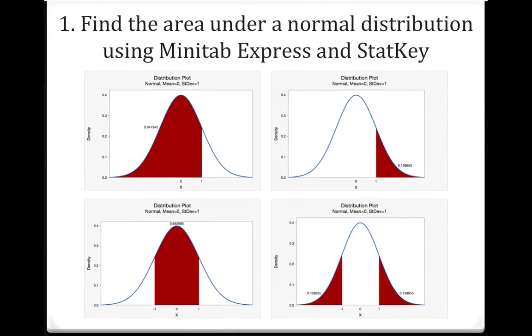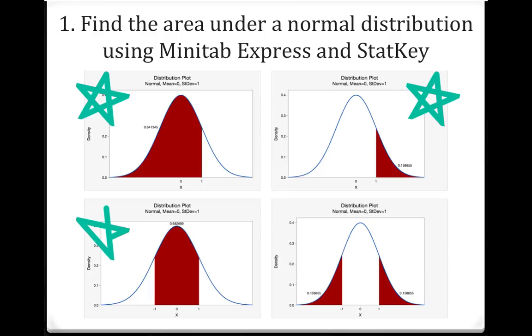Next, I'm going to take you to Minitab Express to show you how to construct these probability plots. We'll use Minitab Express to construct z-distributions to find the area that is less than 1, greater than 1, between -1 and +1, and beyond -1 and +1.